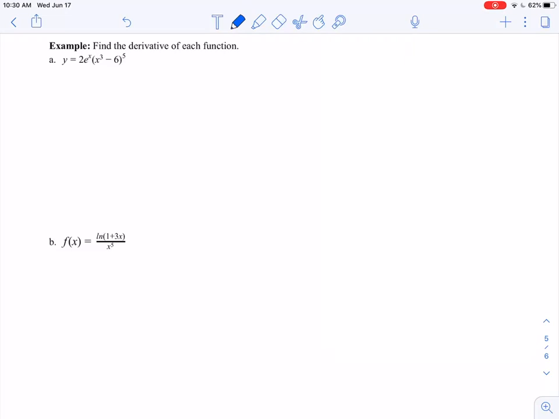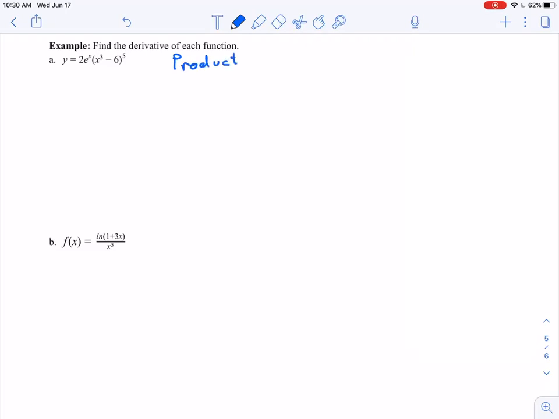So first up, I have y equals 2e to the x times (x cubed minus 6) raised to the 5th power. And the very first part of these problems is just identifying what derivative rule do I have to use. If I look at this, I'm multiplying 2e to the x times this other function. Start off, this is a product rule.